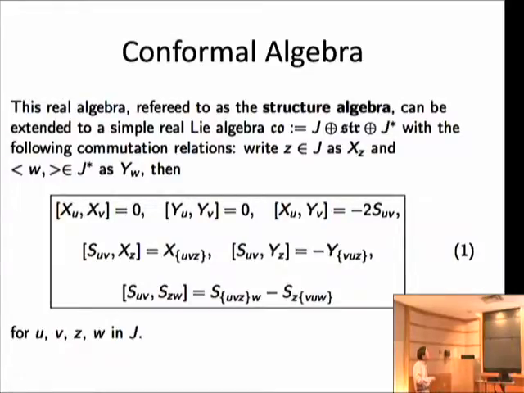So as a vector space, we add one copy of the J and one copy of the dual space of J. And then we can introduce a commutation relation such that this becomes a simple Lie algebra. Okay, and this commutation relation looks complicated, but actually is quite easy to remember. We have the grading. Z has a grading negative one. The structure group, this is like angular momentum, has a dimension zero.